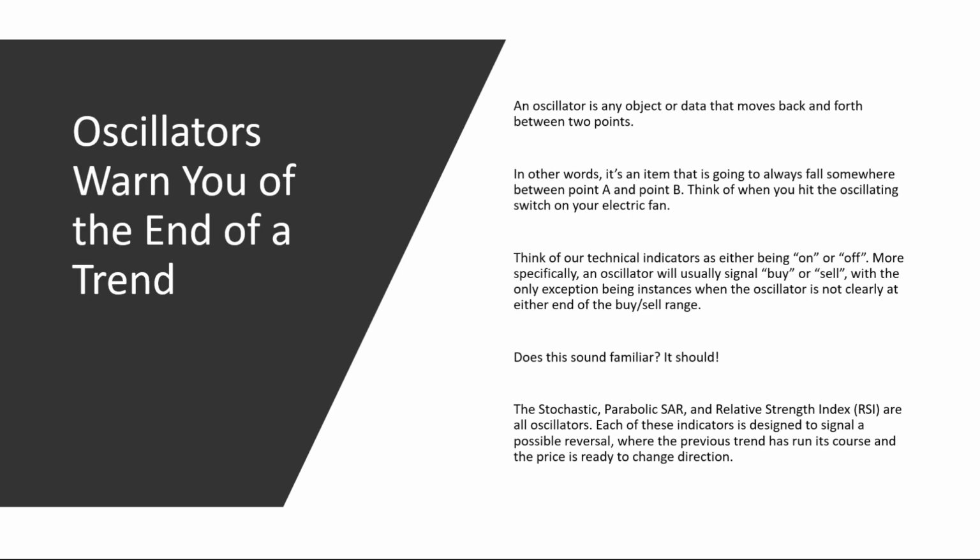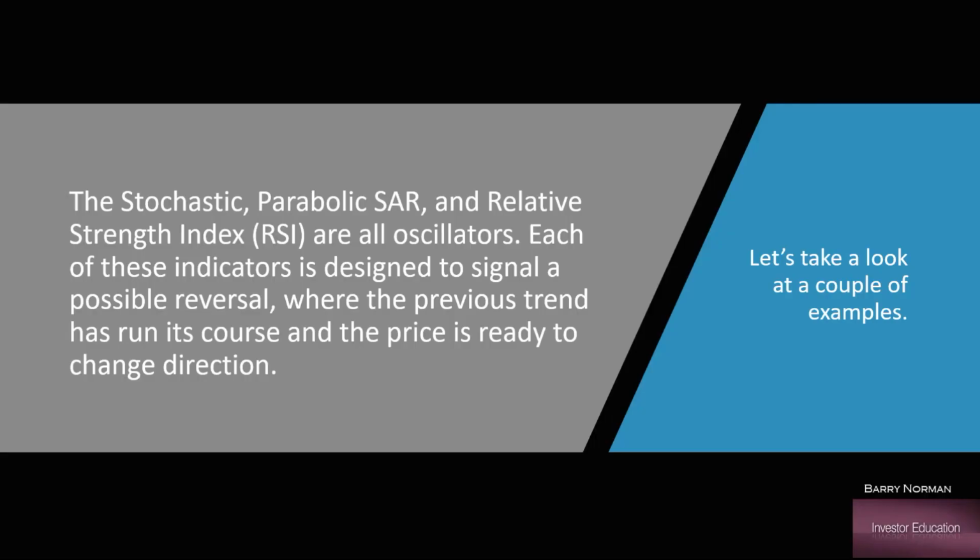More specifically, an oscillator will usually signal buy or sell, with the only exception being instances when the oscillators are not clearly at either end of the buy or sell alert range. Now, stochastics, parabolic SAR, and RSI are all oscillators. Each of these oscillators is designed to signal a possible reversal where the previous trend has run its course and the price is ready to change direction.